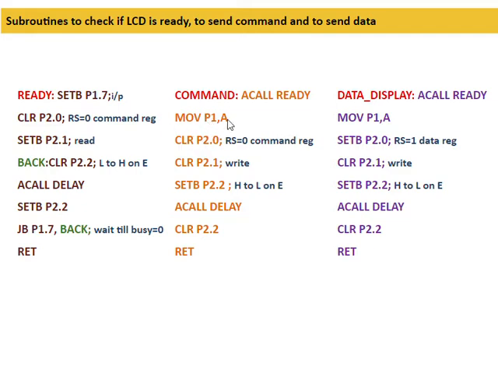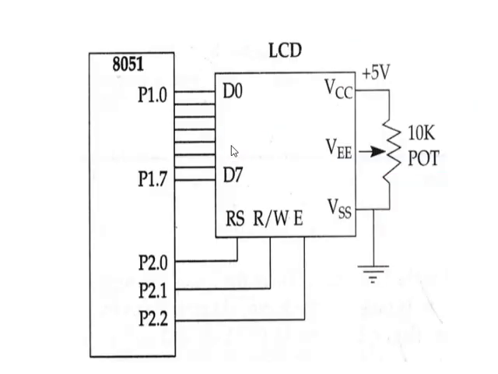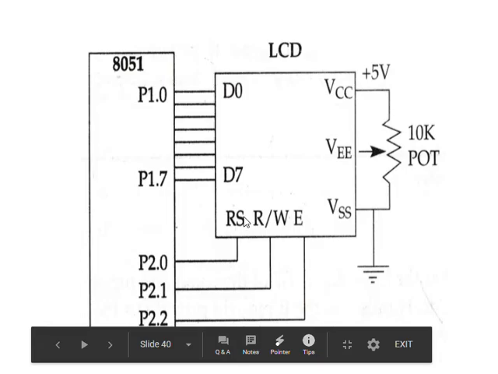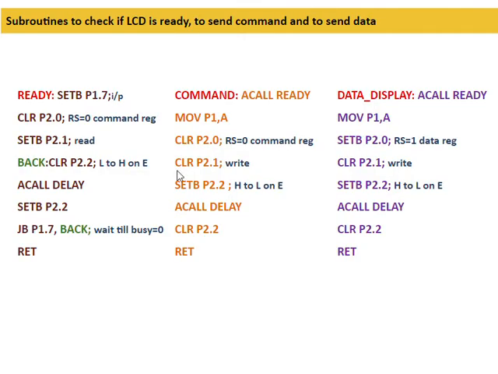Now this alone will not do the job. We have to select the command register. For that, we know that we should make RS equal to 0 to select the command register, and the instruction for that is clear P2.0. You can see that RS is connected to P2.0. So clear P2.0 will make RS 0 and the command register will be selected.